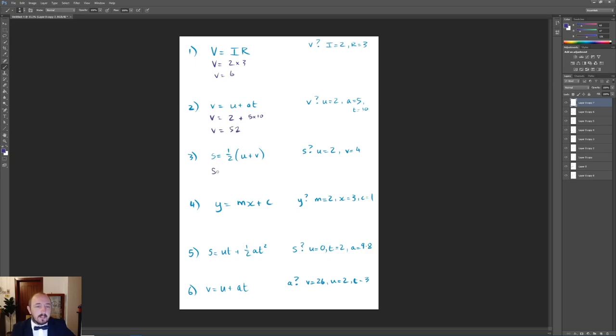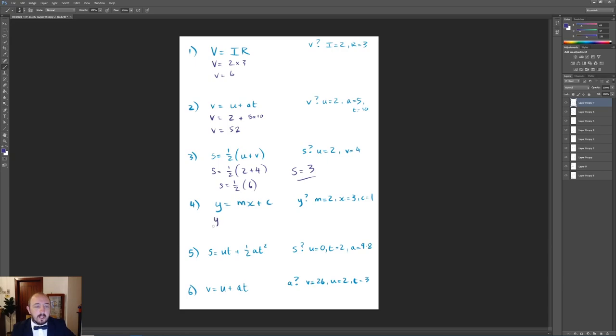Here we have S equals 1/2 of brackets U plus V. So we're going to do the brackets first, 2 plus 4. So S equals 1/2 of 2 plus 4, which is 6. So S equals 1/2 of 6, which is 3.